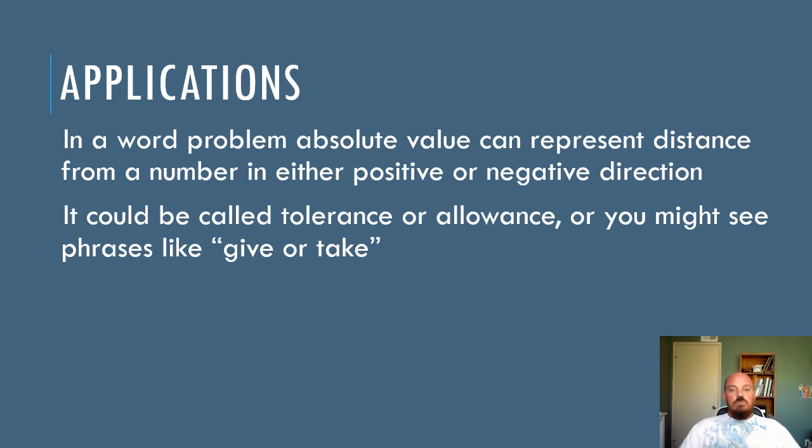So you could look for words like tolerance or allowance. Those show up in an absolute value word problem a lot. You might see a phrase like give or take. If you've ever heard the phrase give or take, it means it might be a little bit more than that or a little bit less than that. So let me show you an example. I think that's the best way for you guys to see this, is for me to actually do an example.